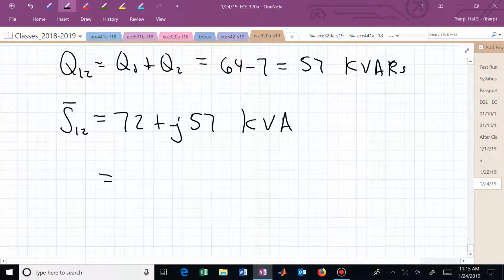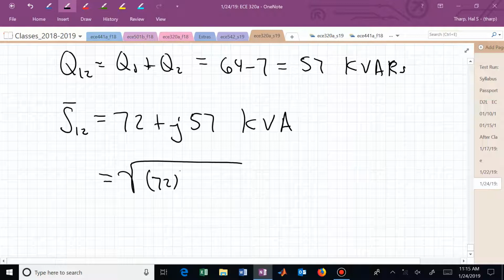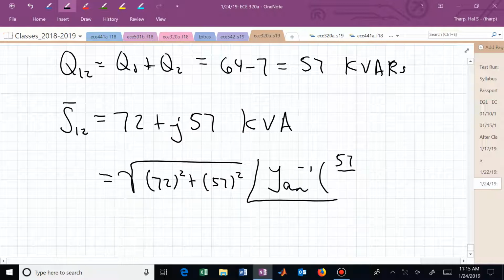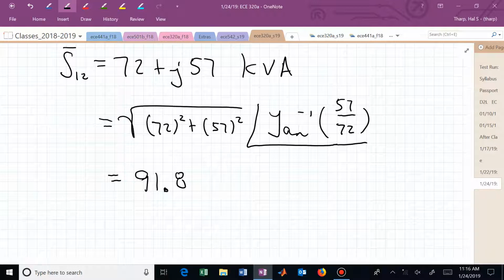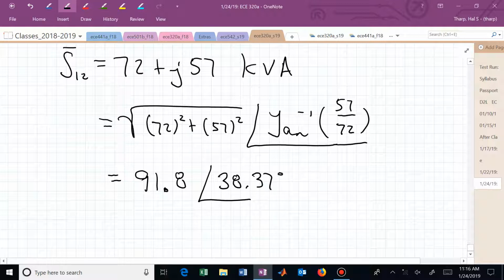And we could write that in polar form by finding the magnitude of that and its angle. Doing the calculations, hopefully I have, or maybe your calculator can convert rectangular to polar. We now have an apparent power of loads 1 and 2 of 91.8 kVA at an angle of 38.37 degrees.